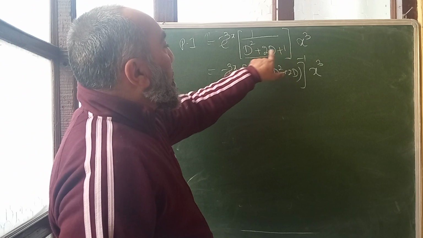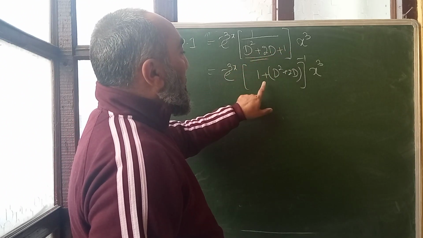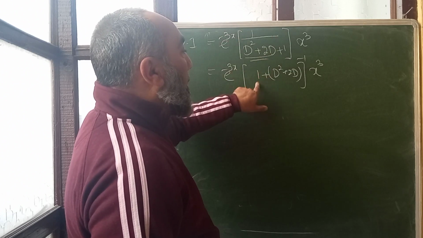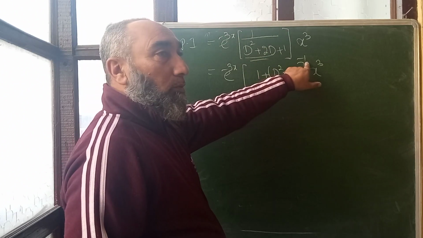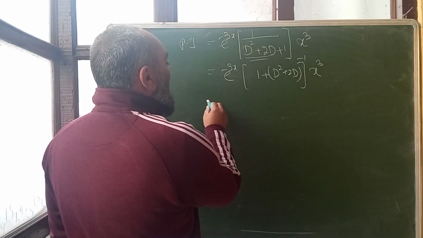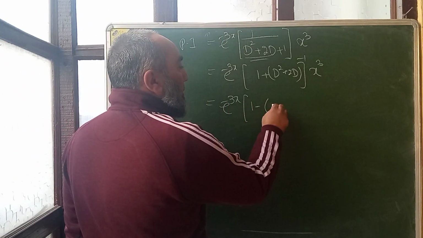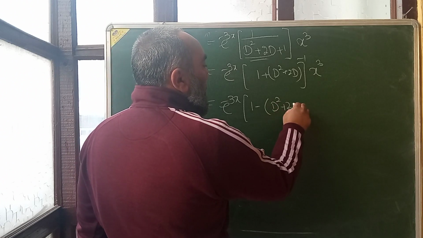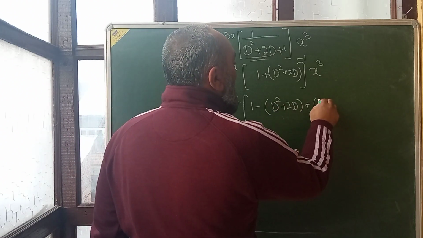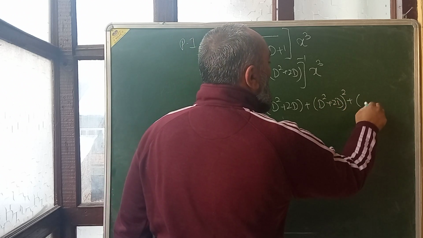This is D square plus 2D plus 1, or 1 plus D square plus 2D. So in the numerator it will be (1 plus D square plus 2D) raised to the power minus 1. This is (1 plus x) raised to the power minus 1. So what is the expansion? 1 minus (D square plus 2D) plus (D square plus 2D) whole square minus its cube.